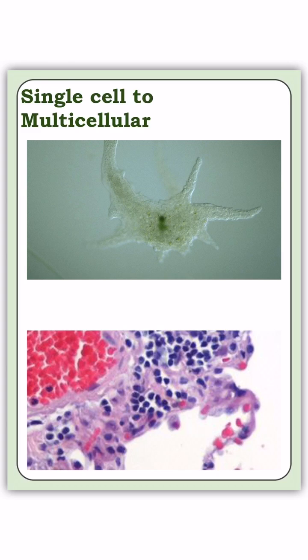Life began at least 3.5 to 4 billion years ago as single-celled organisms like this amoeba here in the top half of our slide. And over time, it has since evolved into complex multicellular organisms like these cells here of a human lung tissue.